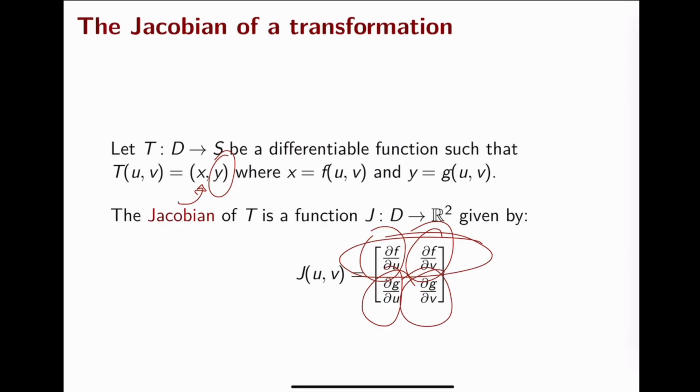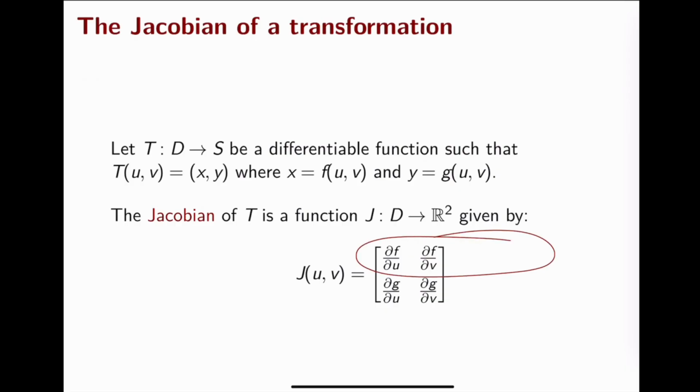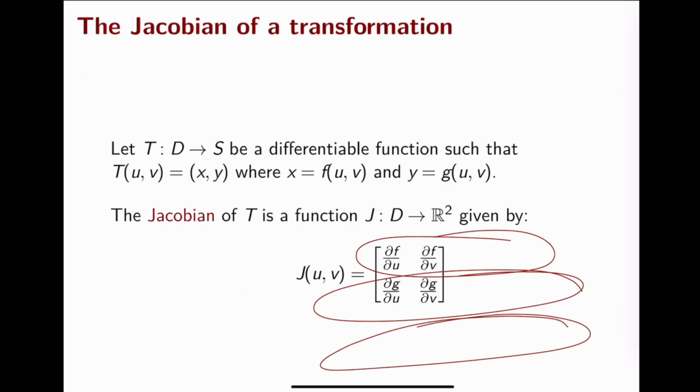Again, this can be extended to any number of variables. If it were 3 variables, you would get a row with 3 entries, the derivative of the first component with respect to u, v, w. Then in the second row will be the derivative of the second component with respect to u, v, w. And in the third row, you will get the derivative of the third component with respect to u, v, w.